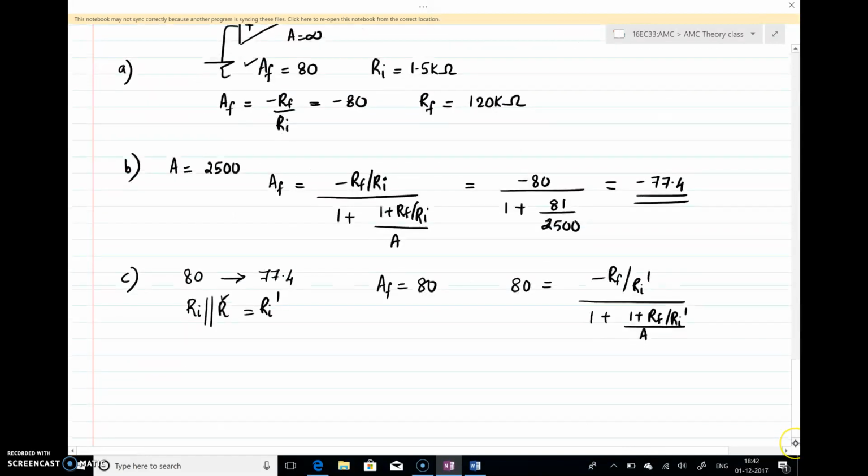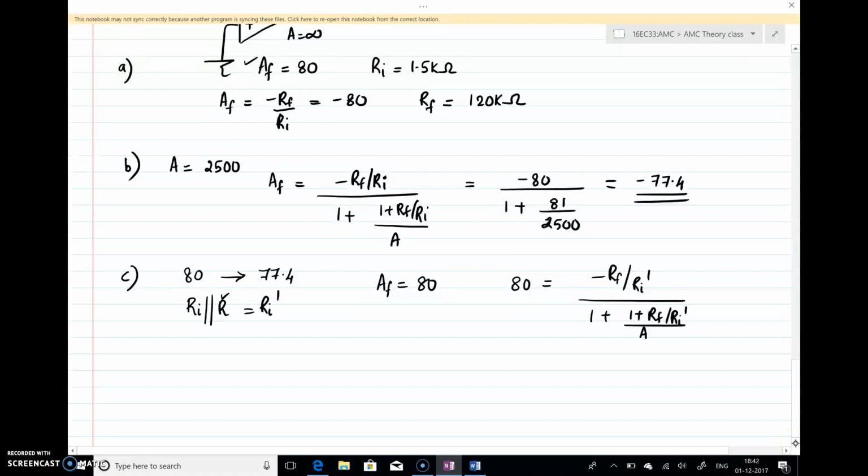Here you may get a doubt, because the question says to place a new resistor in parallel to Ri. So I'm calling the new resistor R and the total resistance Ri dash. The nominal gain reduced from 80 to 77.4, and we need to restore it so that the closed loop gain is equal to 80 by placing a resistor in parallel to Ri. You are asked to find the value of that resistance. The other things remain the same. Your A is in this case 2500 only, it is not infinite. So you can substitute all these things here.